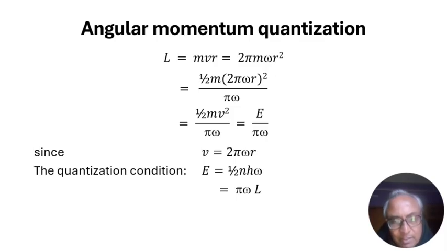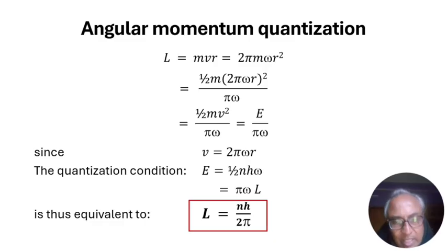Therefore, it's equivalent to the angular momentum quantization condition L equals nh by 2 pi, or the angular momentum has to be an integral multiple of Planck's constant divided by 2 pi. As Bohr said, the angular momentum of the electron around the nucleus in a stationary state of the system is equal to an entire multiple of a universal value independent of the charge on the nucleus.